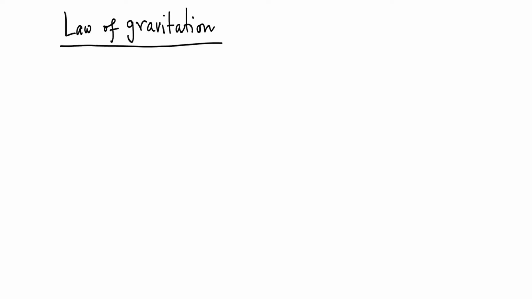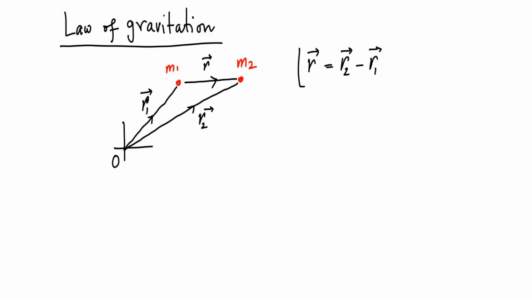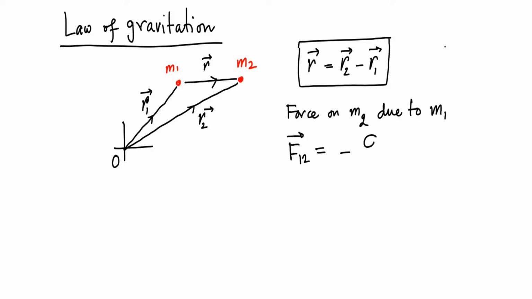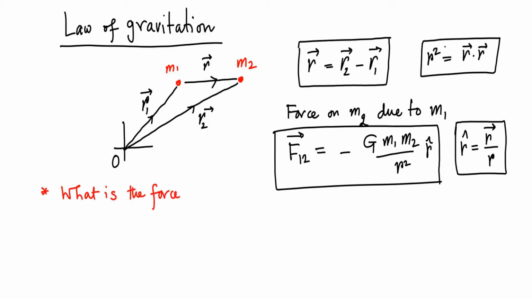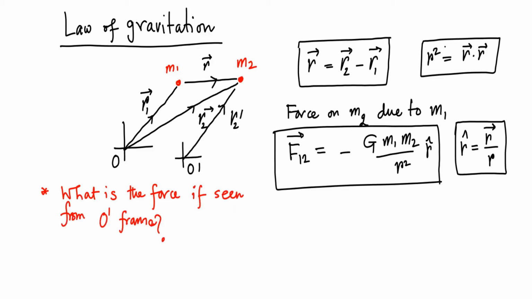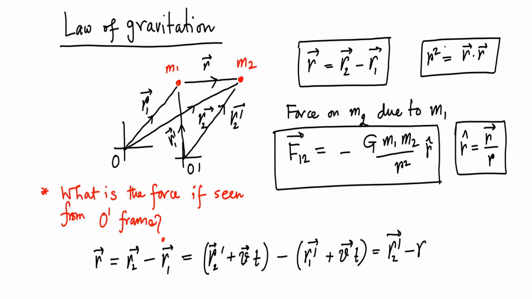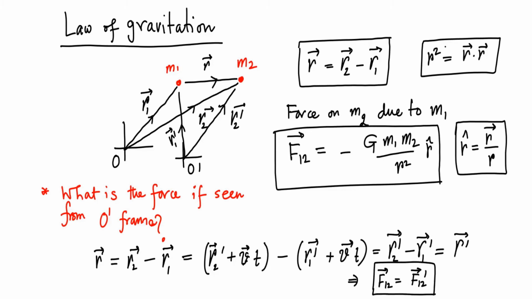Newton's law of gravitation says that the force between two masses m1 and m2 is proportional to the product of their masses and inversely proportional to the distance squared between them. So the question one may ask now is whether the same statement holds true also in the O prime frame. As you see here, the distance vector between these two masses remains the same under Galilean transformation. Therefore, it implies that Newton's law of gravitation has the same form also in the O prime frame.